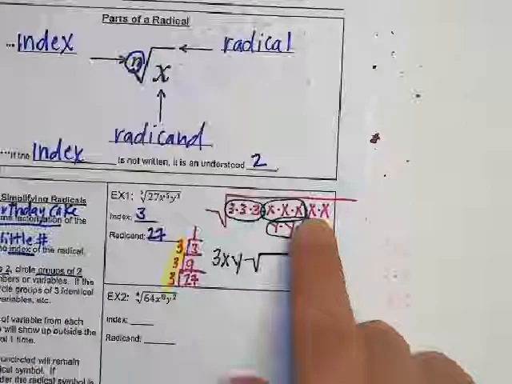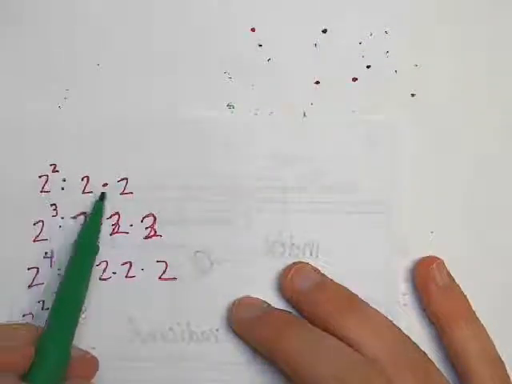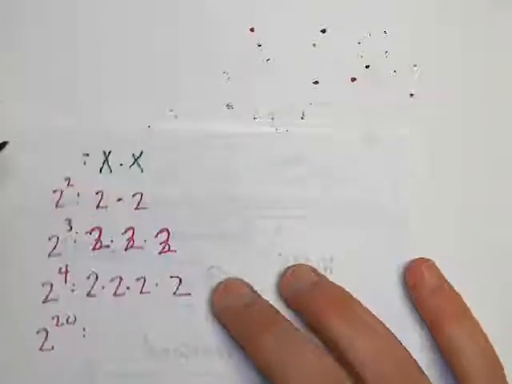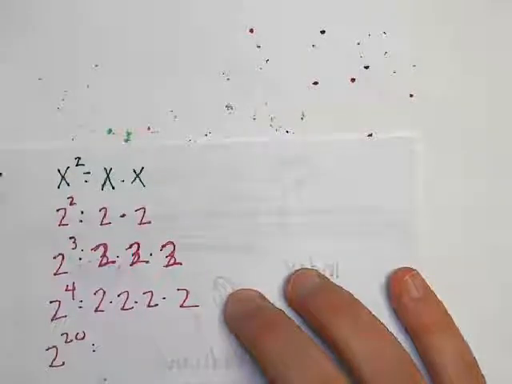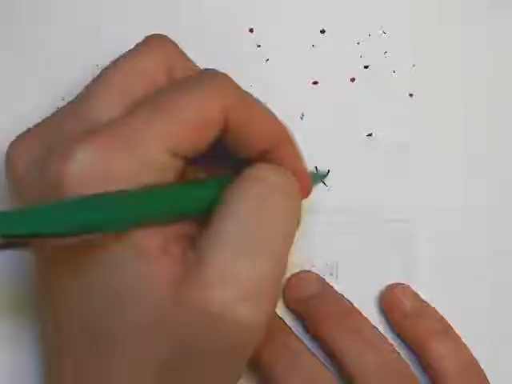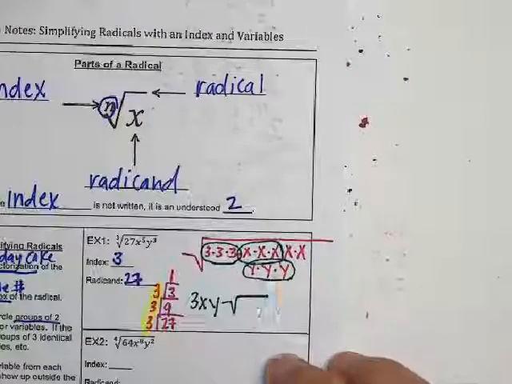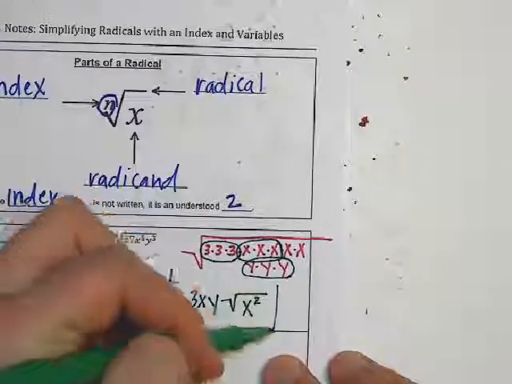X times 2x. Okay, look right here. 2 squared is really 2 times 2. So if I have x times x, what is that really? X squared, right? If I had x cubed, that would be x times x times x. Okay, so right here, how many x's do I have? 2. So that would be x squared. And that's my answer.